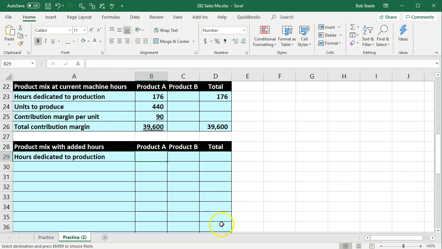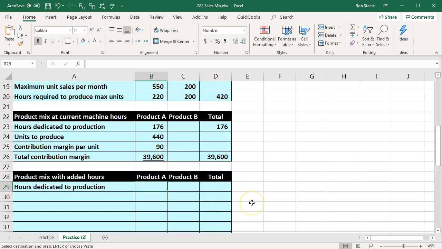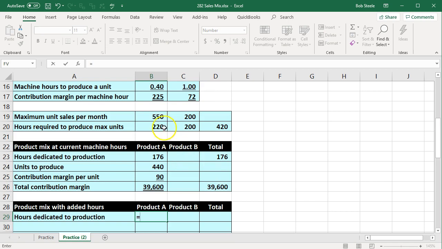We're going to put everything we can to A, up to the point that we're going to max it out. Again, we're going to max out A as much as possible. That's going to be equivalent to the 220 hours, because we think the demand is 550. So we're going to put 220 hours here.